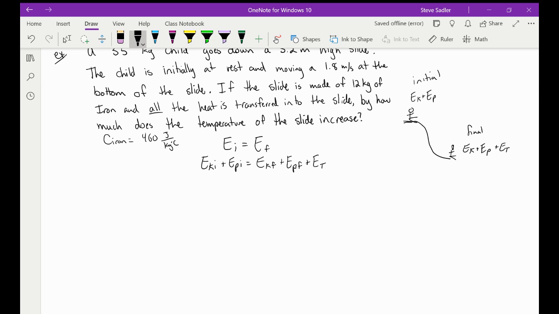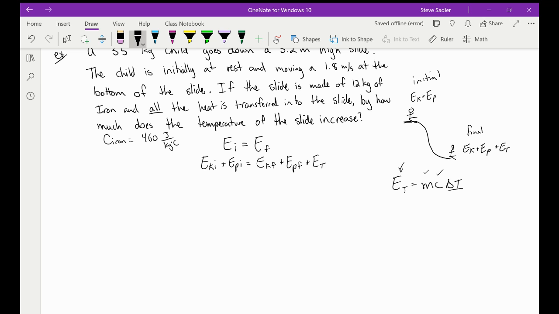So the reason we have to do this is because we are trying to find how much the temperature of the slide increases. So we want to use this formula. And if we're using this formula, we know the mass of the slide. We know the specific heat capacity of iron. We're looking for delta T. So we need to find thermal energy. The only way we can do that is calculate the conservation of energy here.